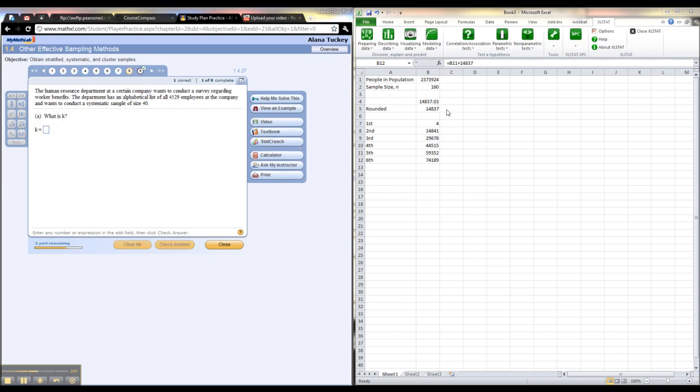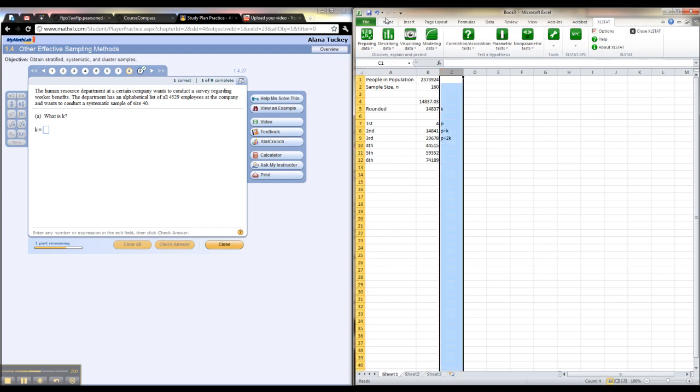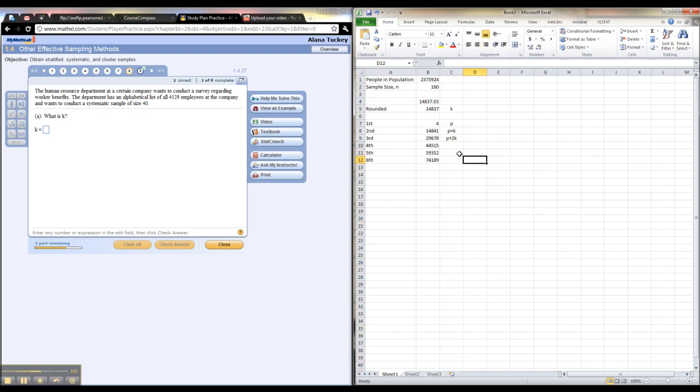For the record, the book calls this K, right? And this P, right? And this is P plus K, P plus 2K, and so on. So that's how the book refers to them in formula form. Here, so you can see. Okay. All right. So systematic sampling is a little tricky.